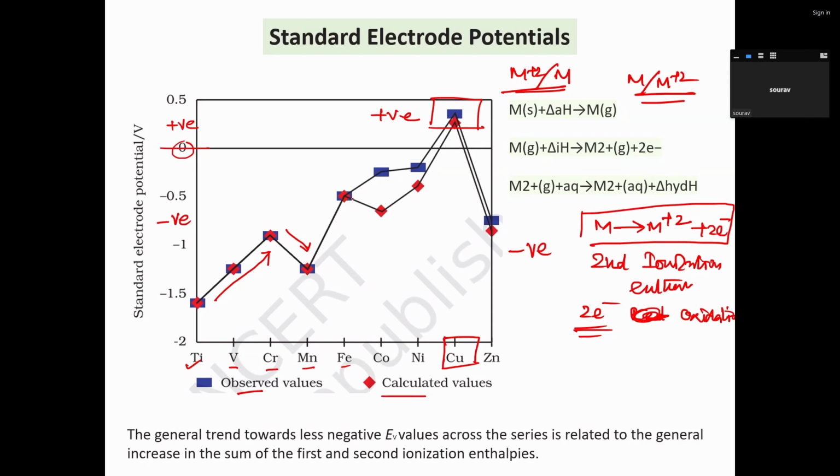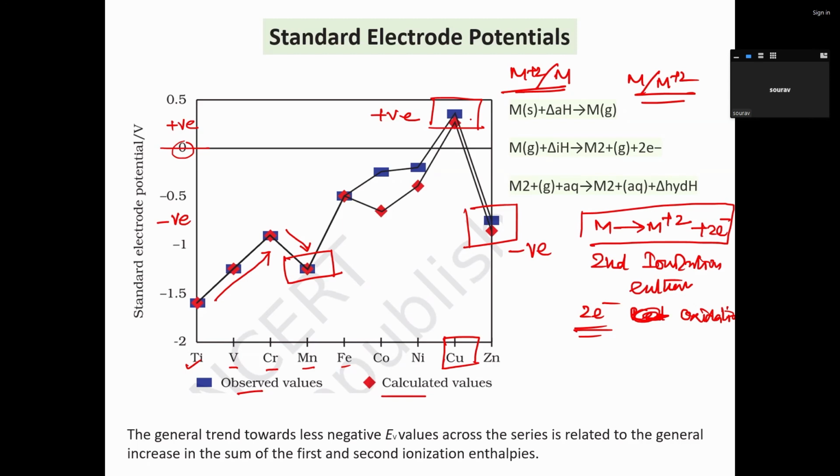Then again the observed value is increasing, and for copper it is giving the positive, and for zinc it is also negative. So there are three types of questions. You can see why Mn is decreasing, why zinc is decreasing, and why copper is actually giving the positive reduction potential value. This is a very interesting question.